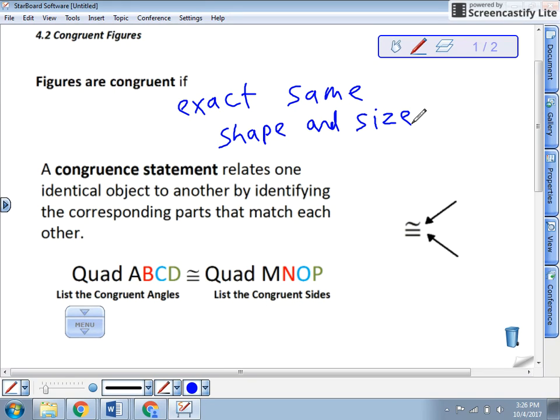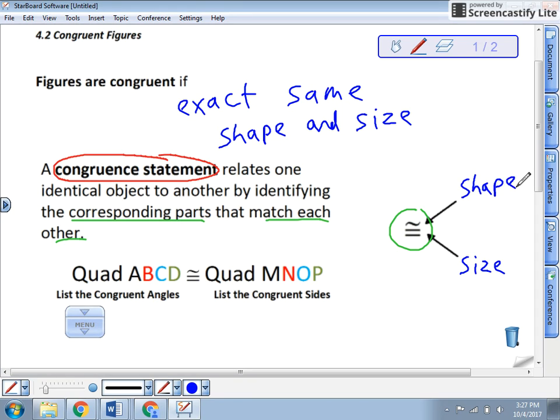So a congruent statement, this is the most important thing that you will learn today. A congruent statement relates one identical object to another by identifying the corresponding parts that match each other. Again, corresponding parts that match each other, really important. So just to review, here is that congruent symbol one more time. If you forget, it's a combination of an equal sign, which stands for same size, it's a value, and then this part on the top means the shape. So again, same size and shape.